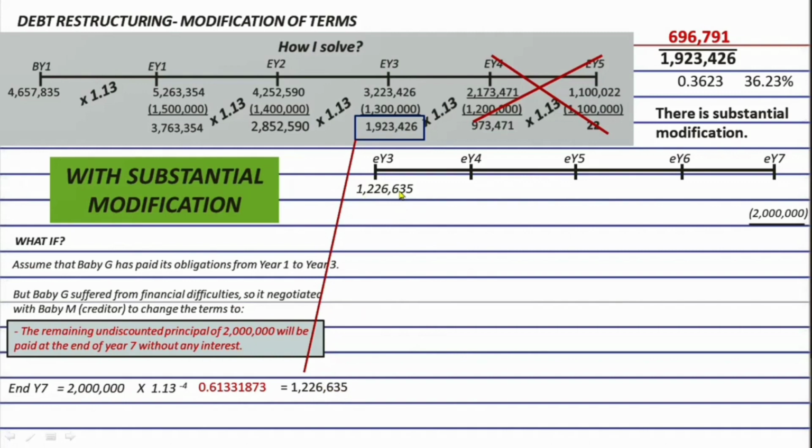1,226,635. Okay? But in order to do that, we need to make a journal entry which will cancel the old liability. So, we need to debit the old liability by 1,923,426 again to cancel that. Okay? And then, to establish the new liability, we need to credit the new loans payable for 1,226,635. Okay? So, as you can see here, it's not balanced, right?